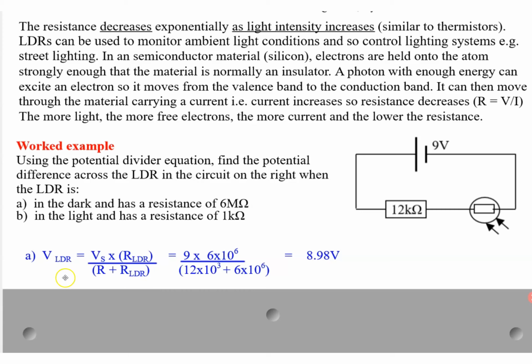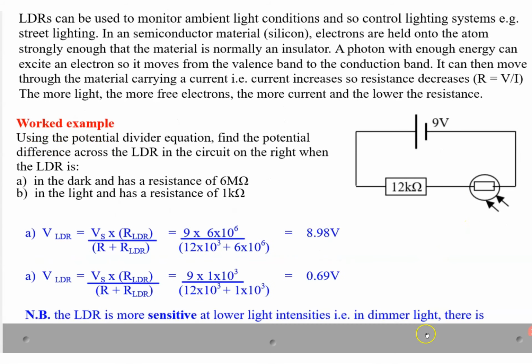So we can use our new formula. The voltage across the LDR is equal to the supply volts, Vs, multiplied by the resistance of the LDR, divided by the total resistance. So we have 6 mega divided by 12 kilo plus 6 mega, and that's going to equal 8.98. That shouldn't surprise us, because in the dark we have a high resistance, therefore most of the 9 volts, 8.98, is taken by the LDR.